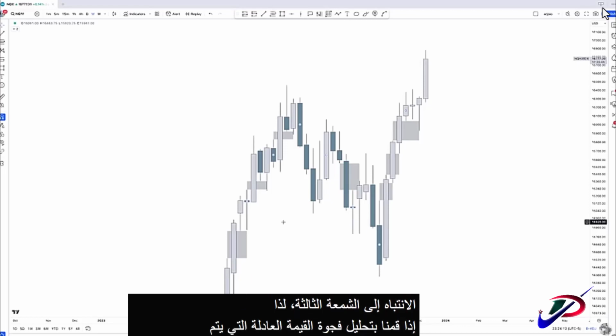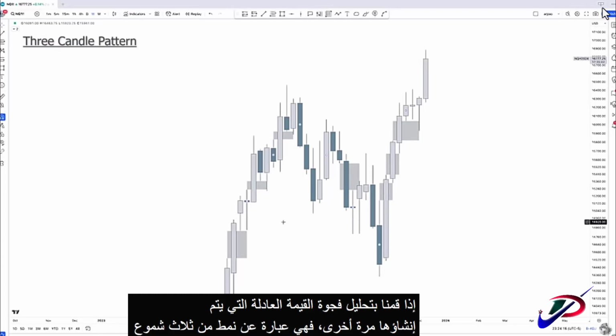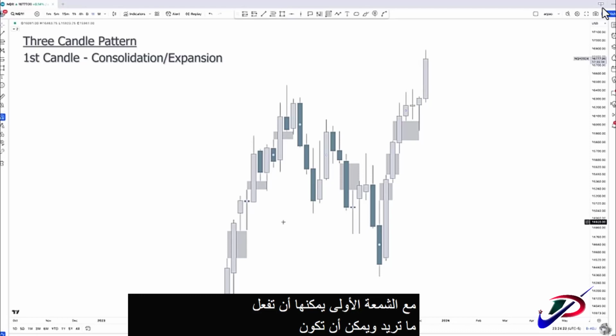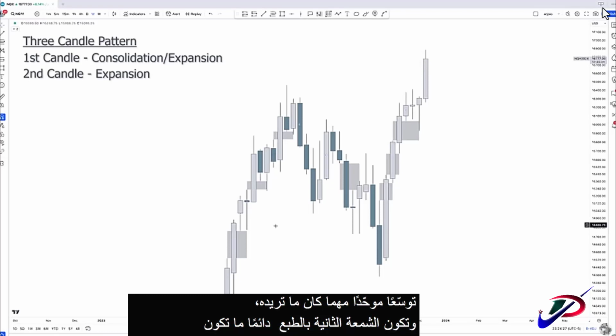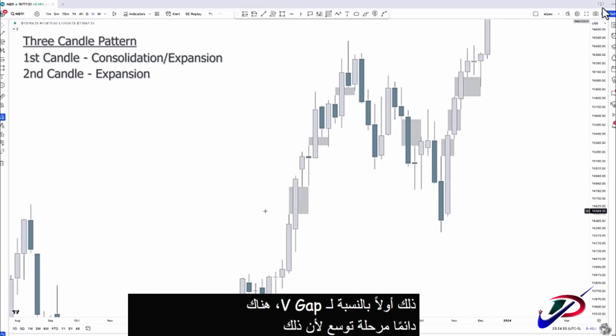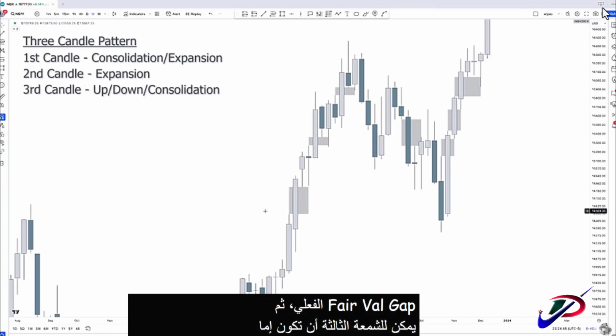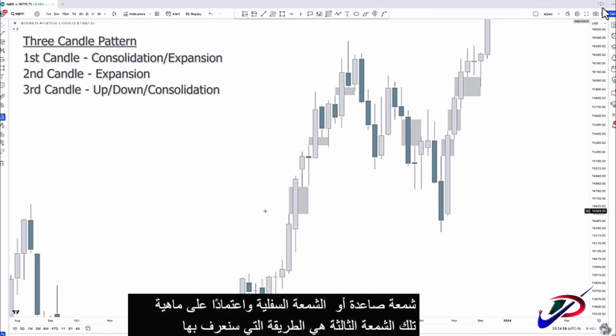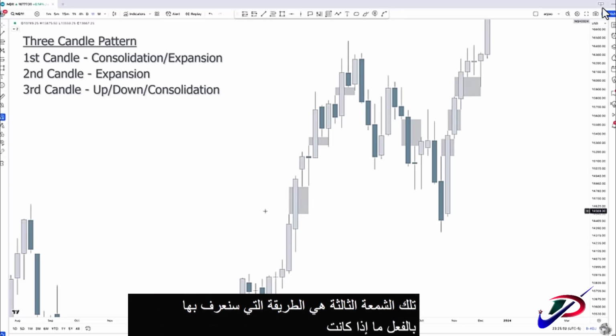So if we dissect a fair value gap being created, again, it's a 3-candle pattern. With the first candle, can do whatever it wants. Can be consolidation, expansion, whatever it wants to be. The second candle is, of course, always an expansion phase. What we're seeing on that first fair value gap right there. It's always an expansion phase, because that creates the overall body of the fair value gap, the actual fair value gap. Then the 3rd candle can either consolidate, be an up candle, be a down candle, and depending on what that 3rd candle is how we already will know if it is a breakaway gap.